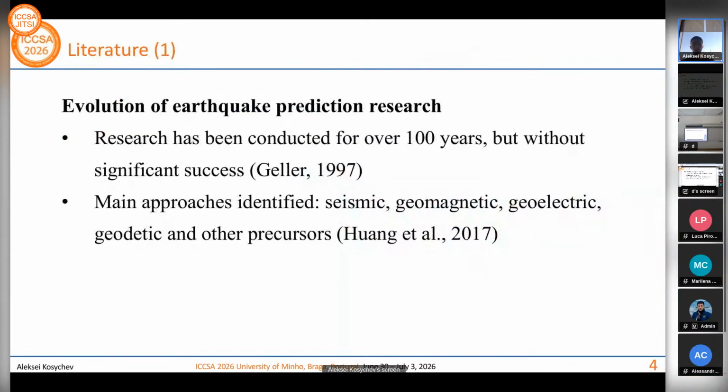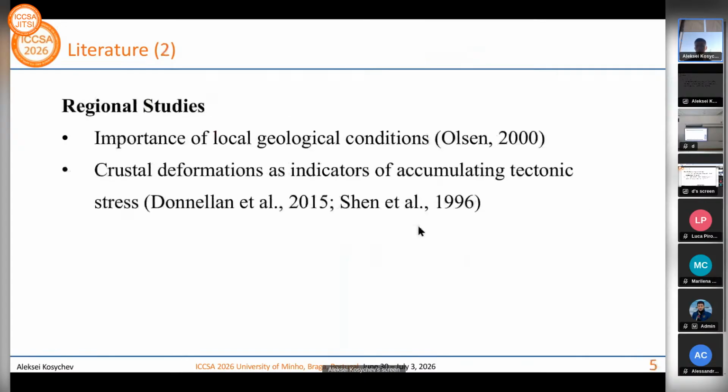On this slide, we presented some of the literature in the field, and the research has been conducted for more than 100 years, but without any significant success. But still, main approaches were identified, and now we can use seismic, geomagnetic, and other precursors to forecast future earthquakes. The next big group of literature focuses on regional studies, which show the importance of local geological conditions, such as soil, sand, etc. They also state that crustal deformations can be used as indicators of accumulating tectonic stress.